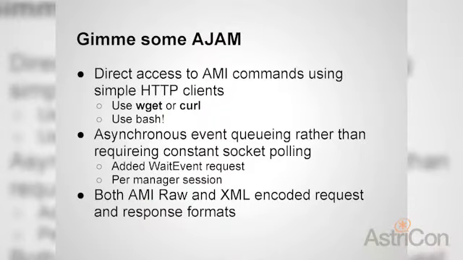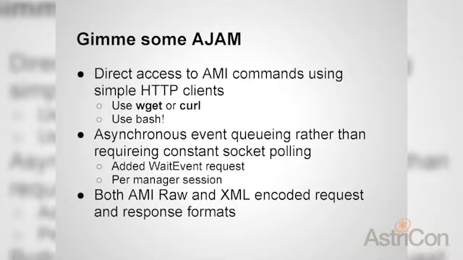So AJAM also gives us direct access to the AMI commands using very simple HTTP clients if we choose to use them. Things like wget or curl. Say you're a huge SMTP event person. You like to do stuff when emails come in. Maybe you want to get a call or something like that. You could totally use a filter once an email comes in to spawn up wget and actually do a call or something like that too. I don't know why you would, but this is what you can do. You can use bash if you want to. That's kind of a fun little use for it.